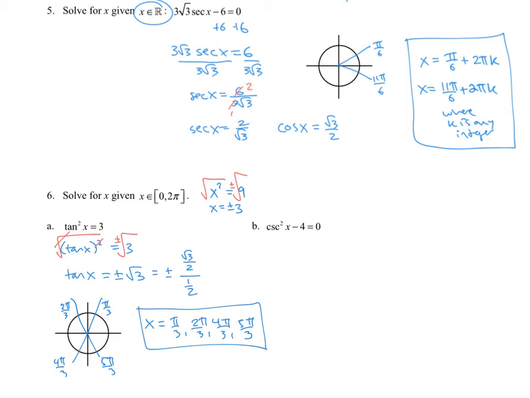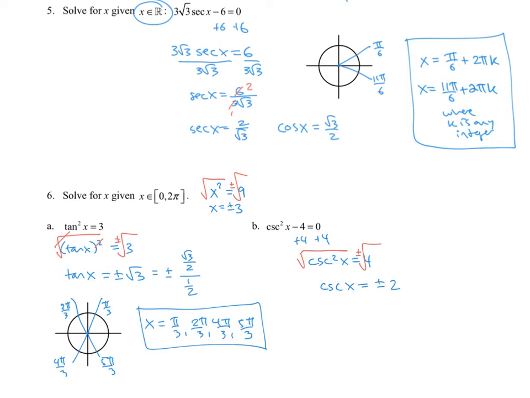The next example is similar, but first we want to isolate cosecant squared x, so we add 4 to both sides. And then we square root both sides to cancel the square. Don't forget the plus or minus. And we get cosecant x equals plus or minus 2.